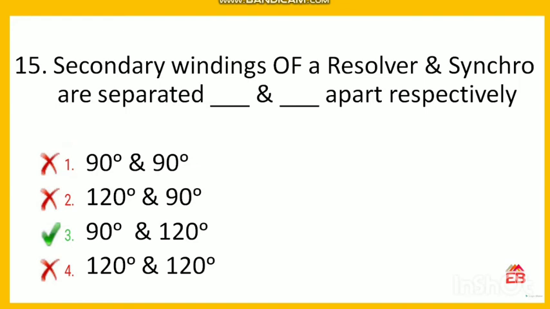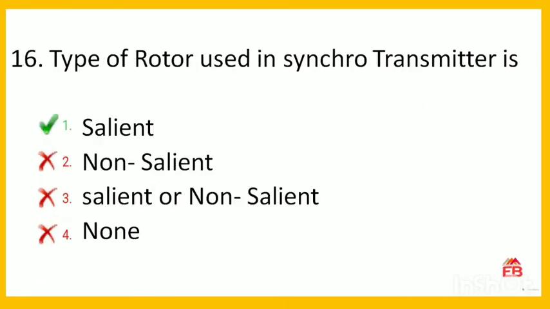In case of a resolver we have two secondary windings, so the phase difference is 90 degrees, and in case of a synchro we have 3 secondary windings and the phase difference will be 120 degrees.